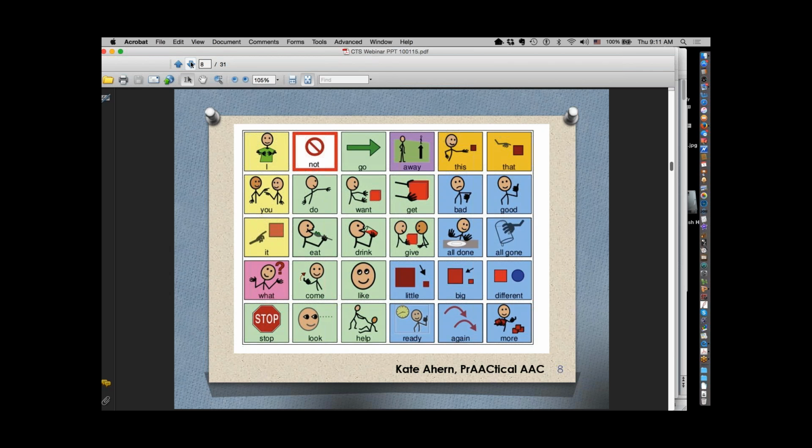So here's one sample of a core board that Kate or Erin had shared on the Practical AAC website. So take a moment and look for those words there. I can see help down at the bottom, it in the middle along the left-hand side, different along the right-hand side, more down at the bottom. So just take a look at your system, find these words. Carolyn, go ahead and show the next one.